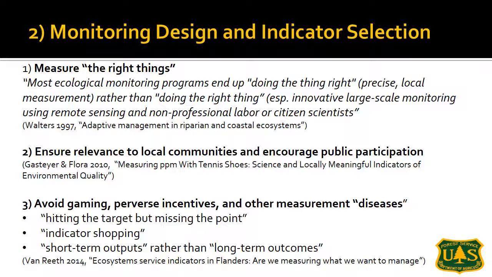Another source of literature that I think is very useful is this work by Van Reeth at the bottom on ecosystem service indicators and how to avoid problems such as gaming the system, following perverse incentives and other measurement diseases. He referred to several, including hitting the target but missing the point with selection of indicators, shopping for different indicators that seem to support the program one is looking at, and focusing on short-term outputs rather than long-term outcomes. So these are all common problems with indicator selection.